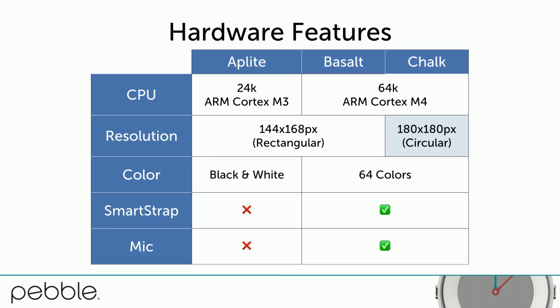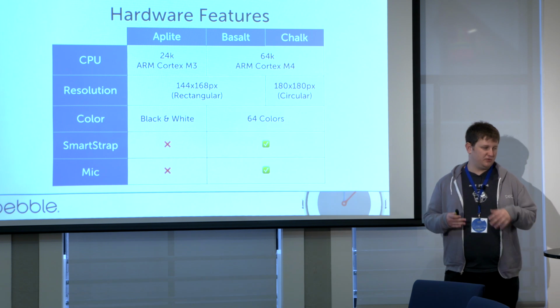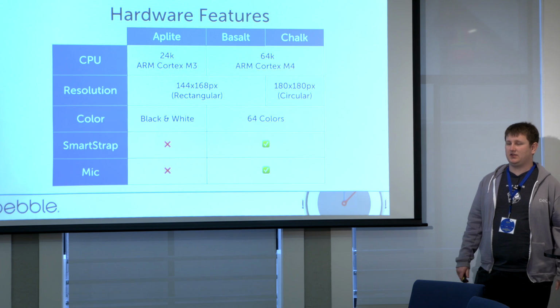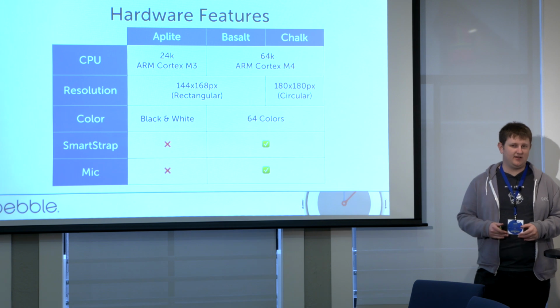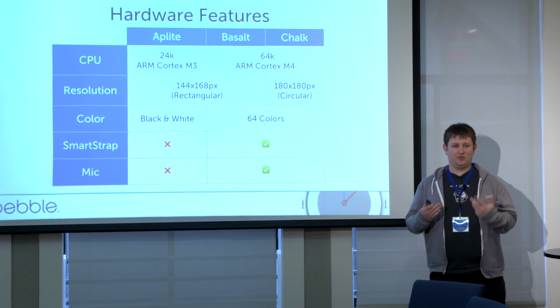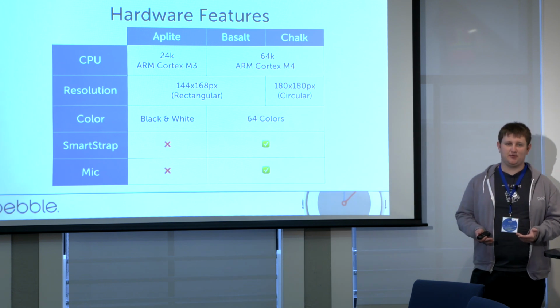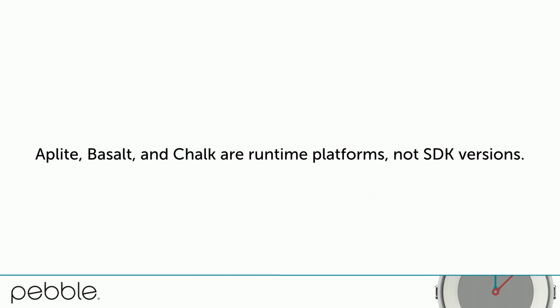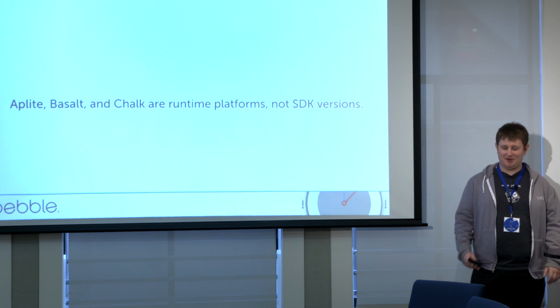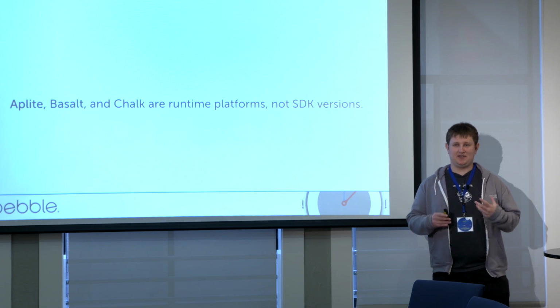I mentioned that Aplite, Basalt, and Chalk are runtime platforms, and that's really the set of runtime attributes that they have. But part of that is what hardware is available for those platforms. I'm sure you are familiar with a chart similar to this, detailing the resolution, display shape, color support, CPU, and memory. These are what I mean by attributes when I talk about the definition of a runtime platform. So again, if there's anything else you get from this part of the talk, it's that Aplite, Basalt, and Chalk are runtime platforms, not specific hardware models, nor are they SDK versions.